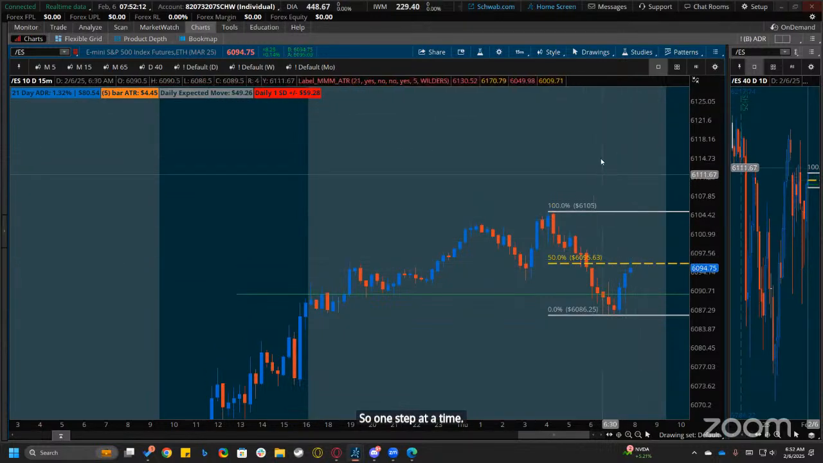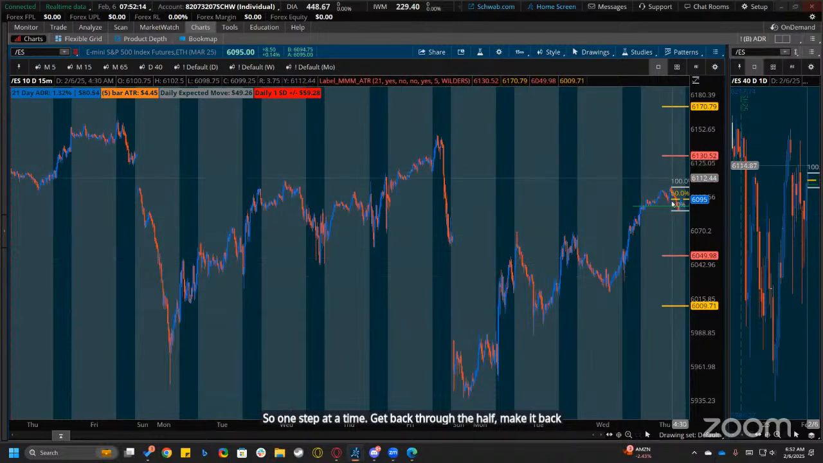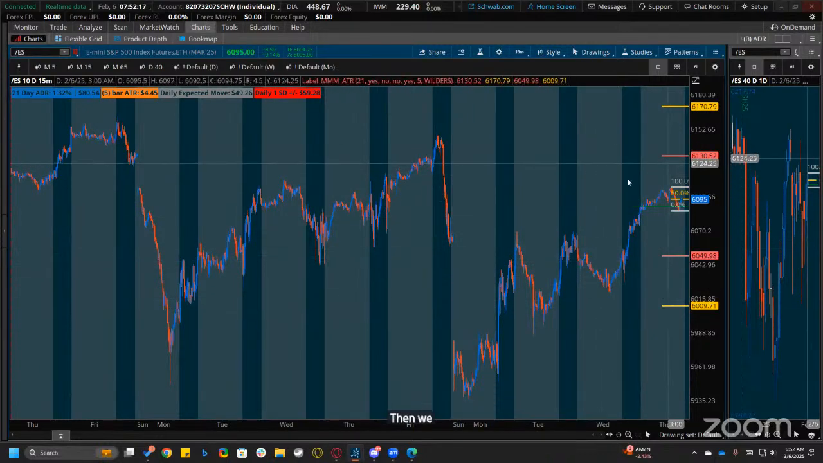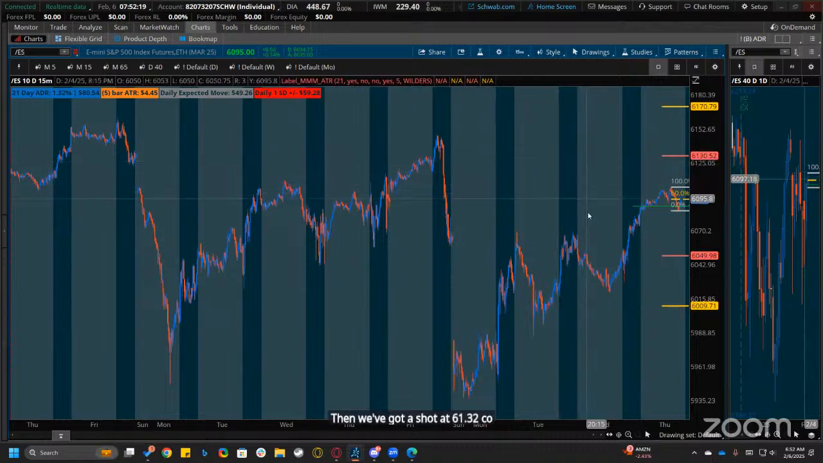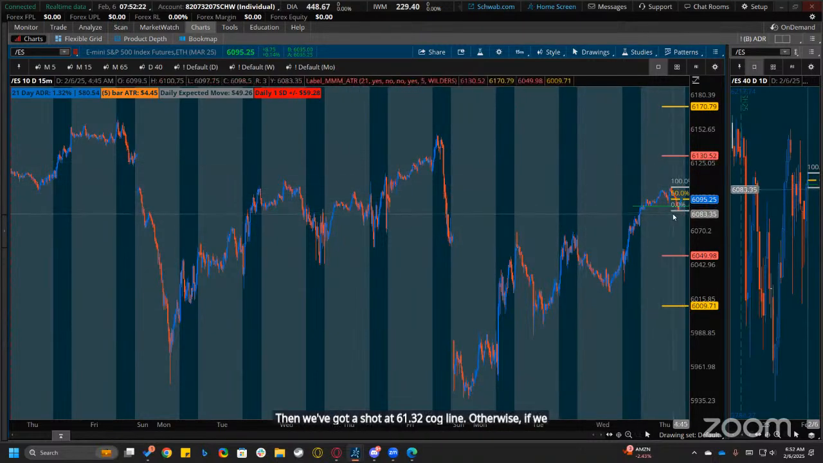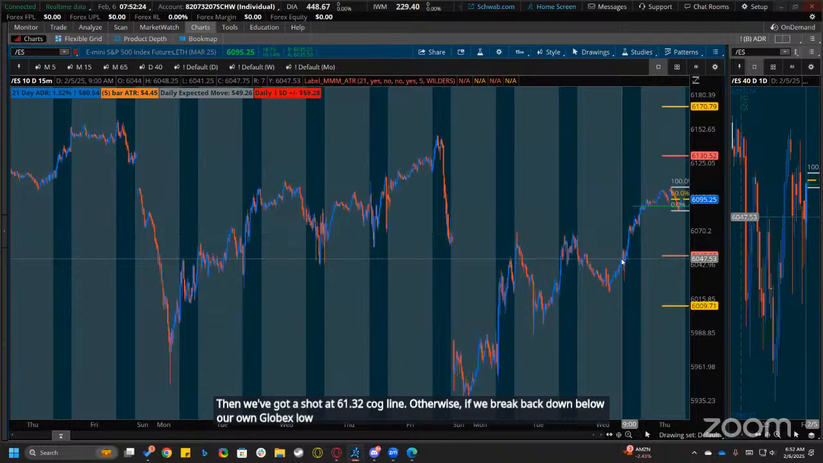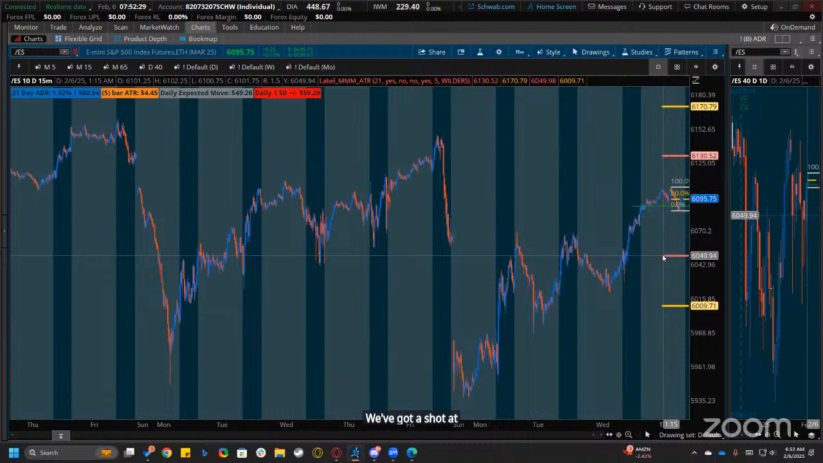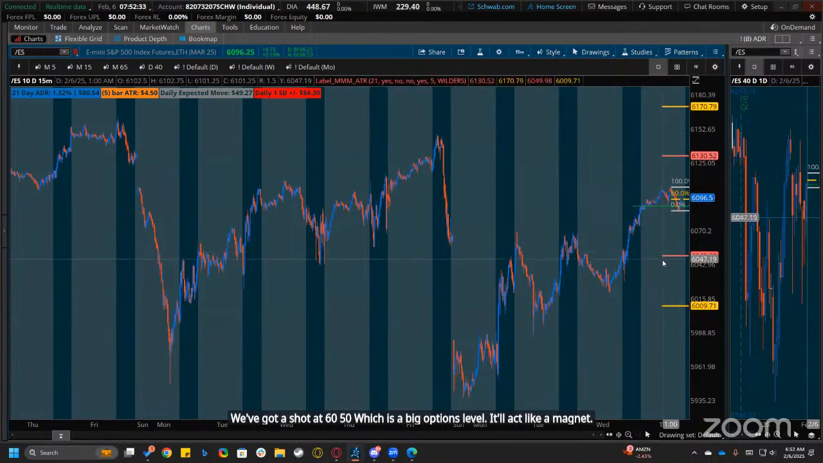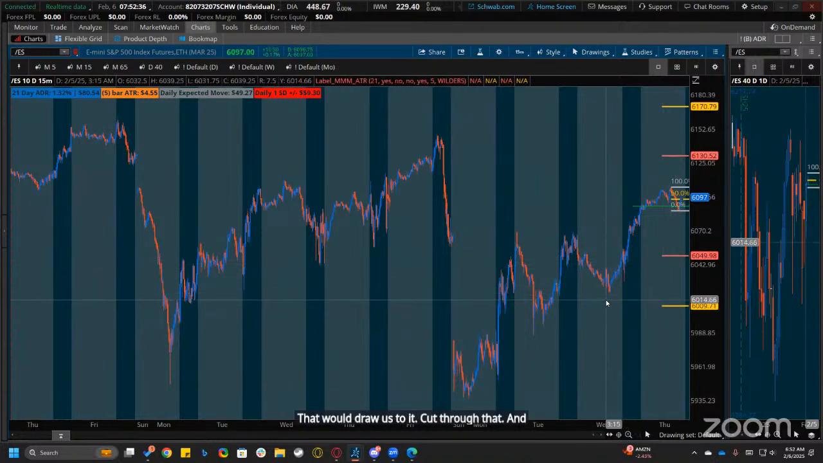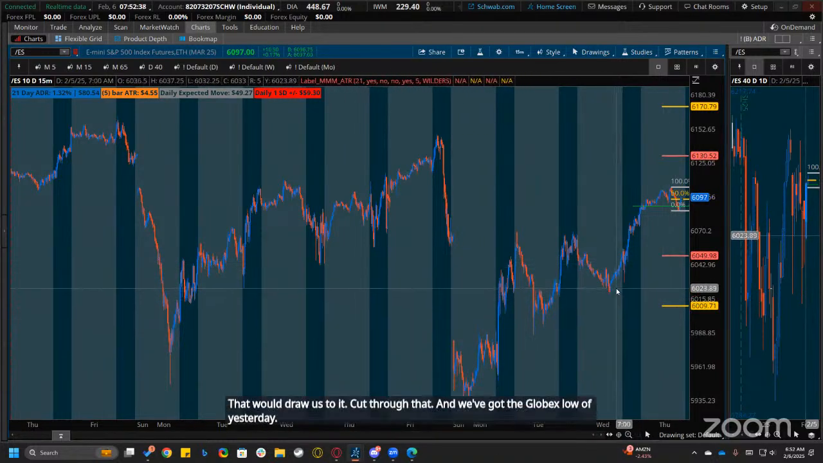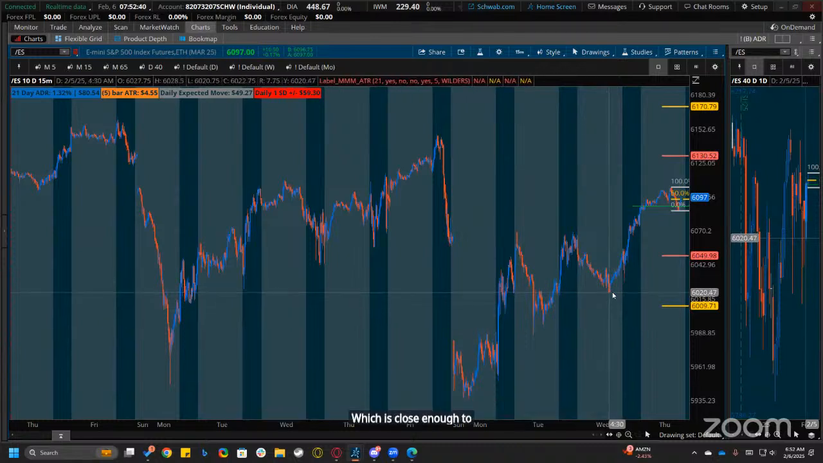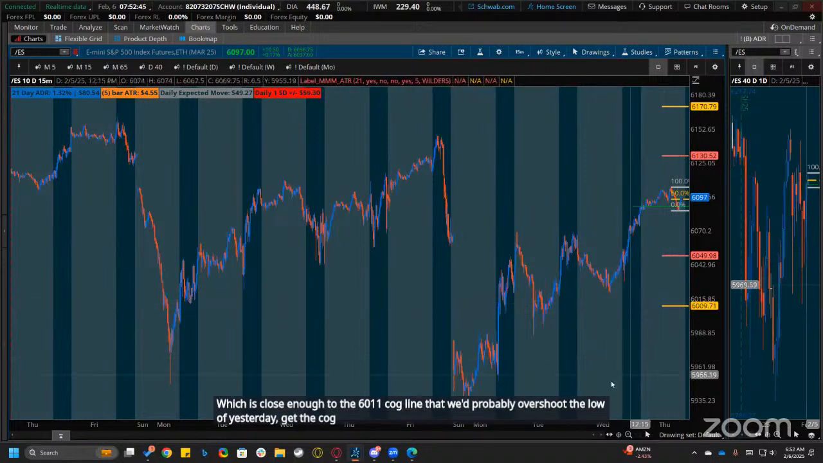Get back through the half, make it back up to the Globex high. Then we've got a shot at the 61.32 cog line. Otherwise, if we break back down below our own Globex low, then we're back inside of yesterday's price action. We've got a shot at 60.50, which is a big options level. It'll act like a magnet that would draw us to it. Cut through that, and we've got the Globex low of yesterday, which is close enough to the 60.11 cog line that we'd probably overshoot the low of yesterday, get the cog line, and get this lower ADR.